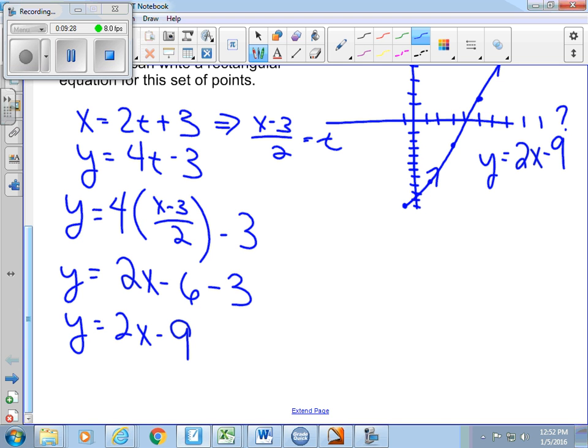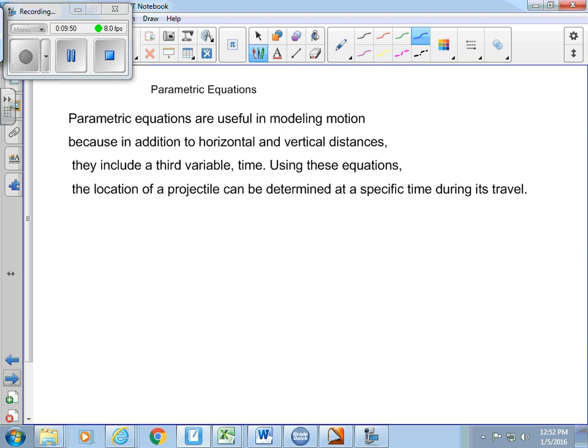Now, to go from rectangular to parametric is not done as often because you don't know the time element. So it can be done. The easiest way to do it is just to say x equals t, and then go from there. But you could redefine it infinitely many ways. So this is the way that works.